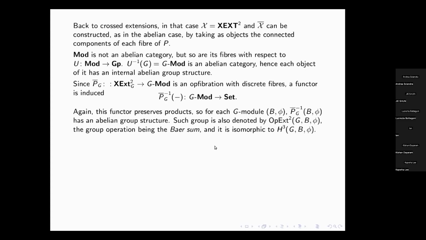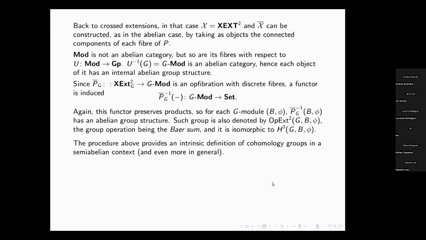Such a group is also denoted by Opext2 of the module, and the group operation is again the Baer sum, which can be defined also in this case. And this group is well known to be isomorphic to the third cohomology group of G with coefficients in the module B phi. So the above procedure provides an intrinsic definition of cohomology groups. I did it for groups, but it can be done in a semi-abelian context and even more in general.